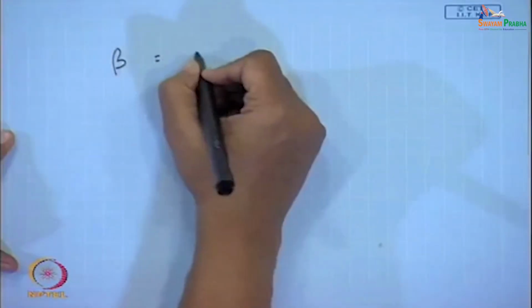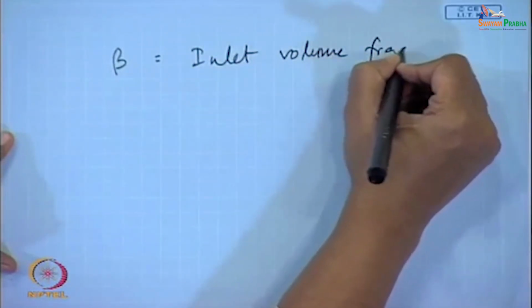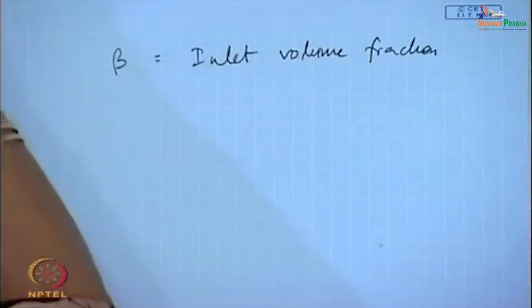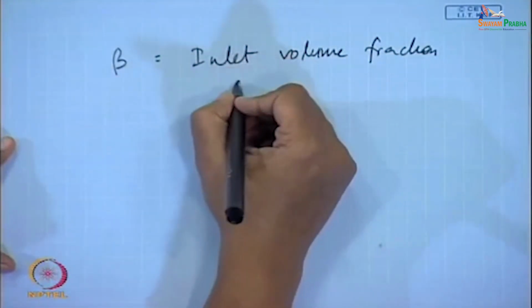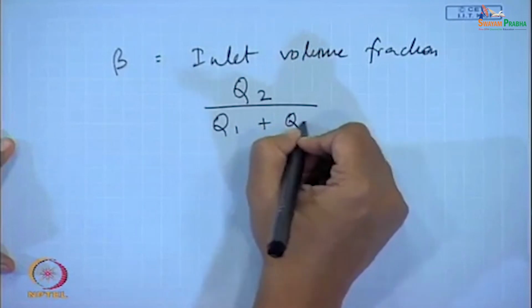Now, since I have defined the in situ volume fraction, definitely there is something like the inlet volume fraction, and that is the input parameter which can be easily measured, isn't it? So, that inlet volume fraction is usually referred to as beta. This is the inlet volume fraction, which can be given as Q2 by Q1 plus Q2.